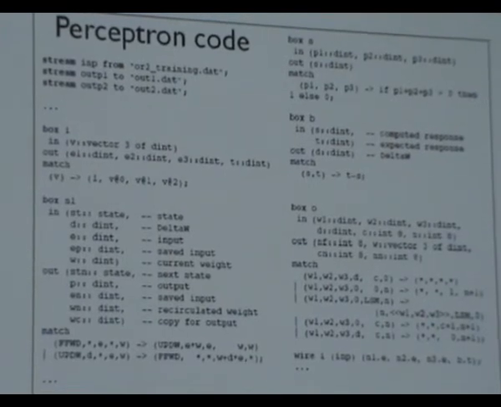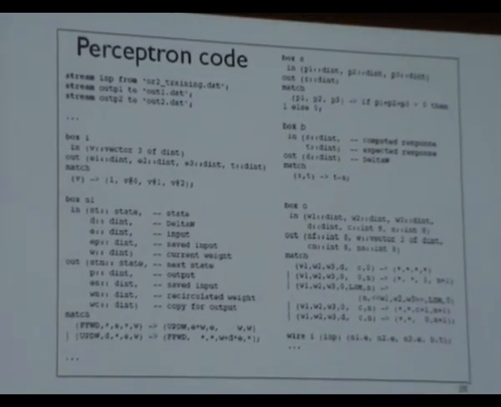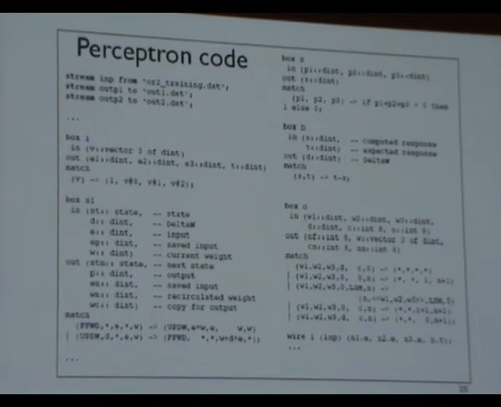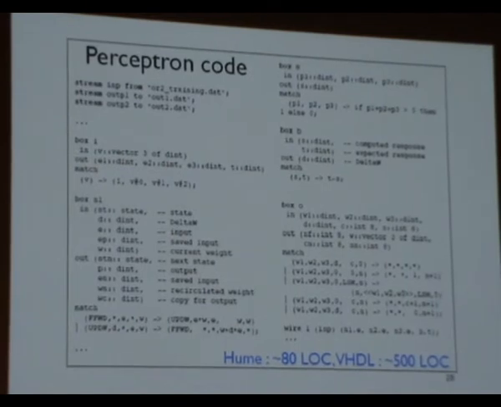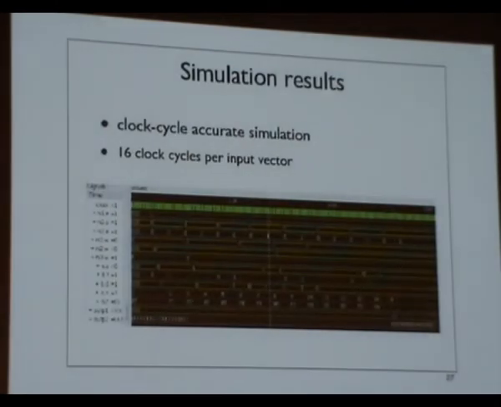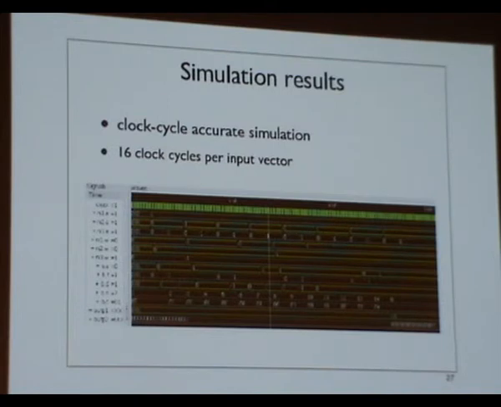Okay, there's the code in Hume, not very exciting. Essentially, large numbers of pattern matches and activities corresponding to perceptron behaviour. Okay, it's 80 lines of Hume, it's 500 lines of VHDL when you do the compilation. It's about a 6 point something to 1 ratio. Okay, here's the simulation results. I won't even begin to explain it to you, probably because I can't.